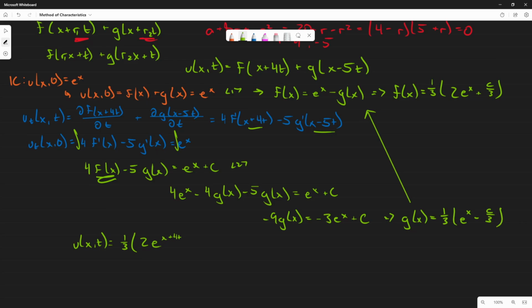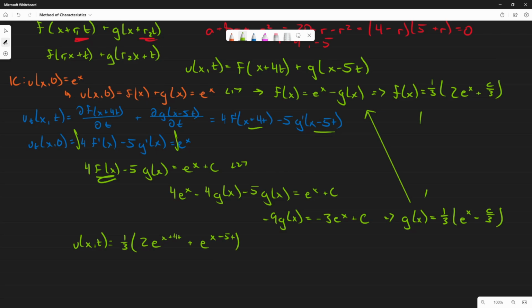So yeah, factor out the 1/3 for both f and g, so we have 1/3 times 2e to the x plus 4t plus e to the x minus 5t, and then the plus c over 3 gets canceled out with the negative c over 3, and so this will be our final answer.